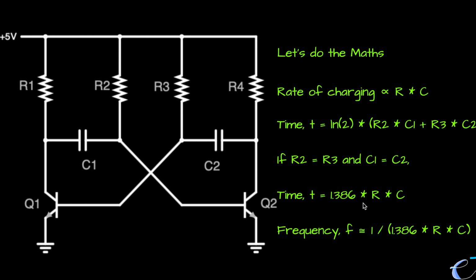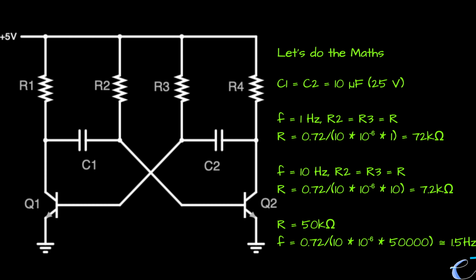So now let's calculate the values of each of the components. As I said, we will go with availability. I have a 10 microfarad electrolytic capacitor available, which can tolerate up to 25 volts, which I think should be good enough for the circuit. We should have a safe margin on the components that we use. Earlier, we decided that we wanted the frequency between 1 to 10 hertz. So if the frequency is 1 hertz, the value of R comes out to be 72 kilohms. If the frequency is 10 hertz, the value of R effectively is 1/10, which is 7.2 kilohms.